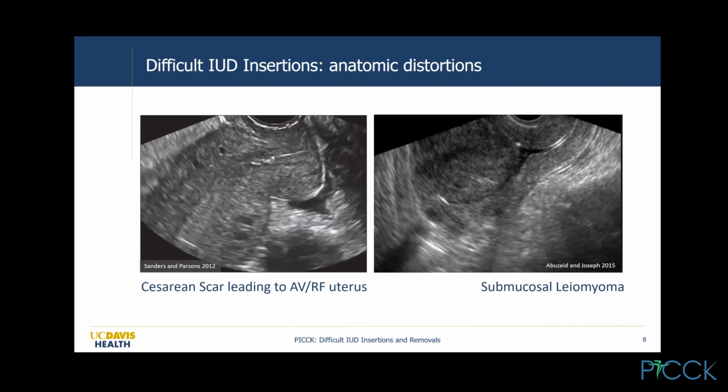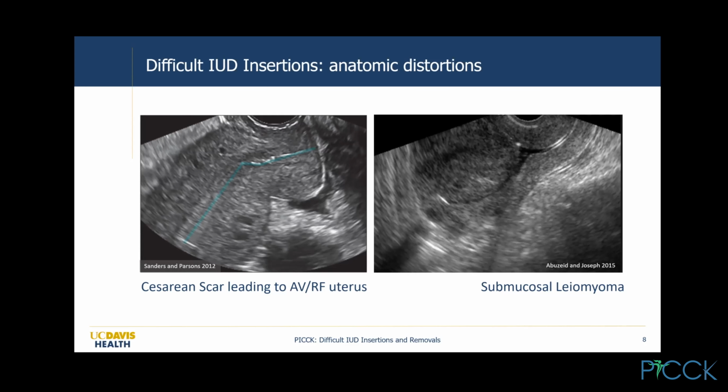So these are some pictures of some more tortuous paths to the uterine fundus, which is where an IUD should be placed. The picture on the left you can see is actually somebody who originally had an anteverted uterus, but some distortion has happened because of a previous cesarean delivery.